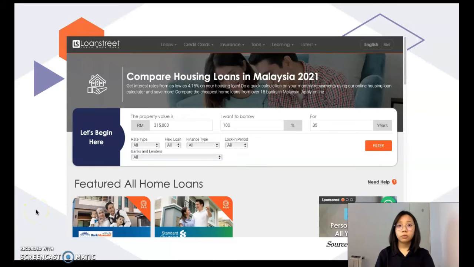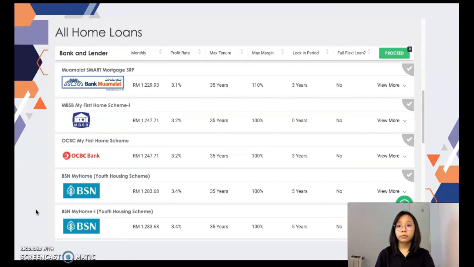There are many types of mortgage loans available in the market. In order to help us find one that is suitable for our needs, we have used financial websites such as Loan Street, which can help us filter the available loans. By entering the property value, the amount and the time we want to borrow, we are able to select several available loans. And in our case, we have chosen the OCBC My First Home scheme as our mortgage loan.